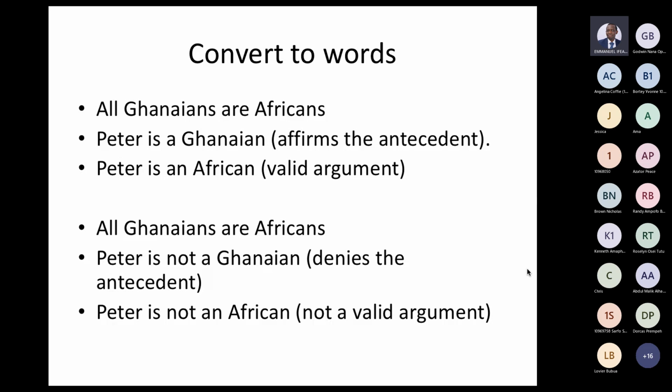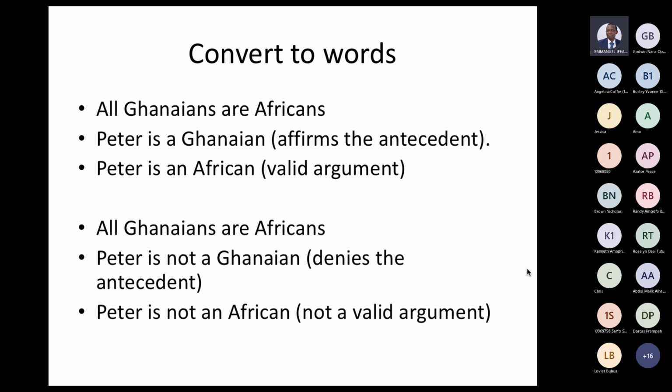And why is it a valid argument? Let's look at it again. All Ghanaians are Africans. Yes, Peter is a Ghanaian. Okay. Therefore, Peter is an African. Of course, if all Ghanaians are Africans and Peter is a Ghanaian, then Peter is an African, because if all Ghanaians are African, then any Ghanaian will be an African automatically. That's why the argument is valid.